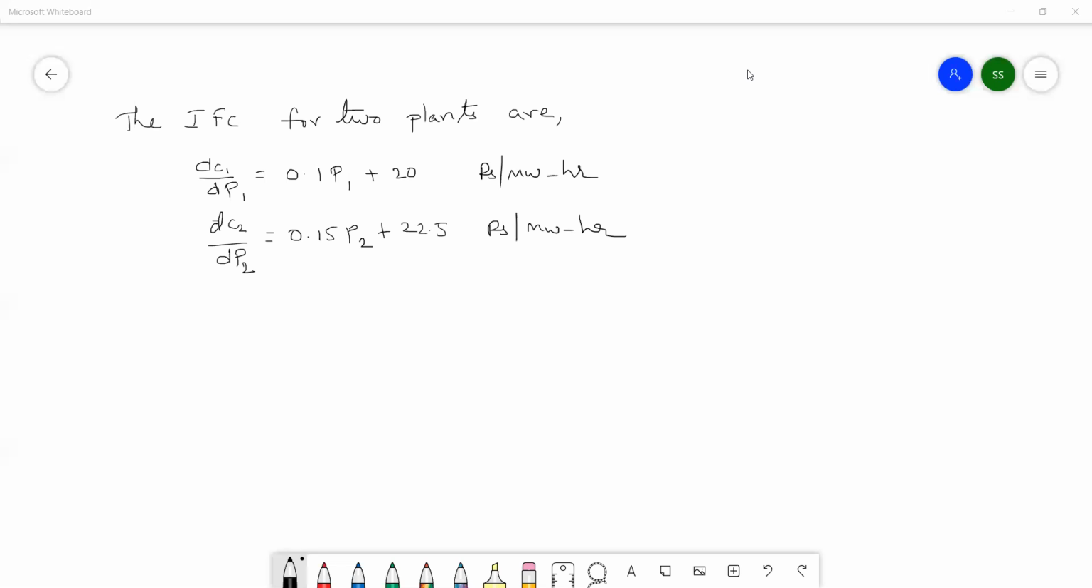Then you have to take the penalty factor for plant 1 as L1 and for plant 2 as L2. Already they given dou P1 by dou P2, so you can directly calculate L2, that is 1 minus dou P1 by dou P2. By substituting, you will get the penalty factor for plant 2. Do it and tell me L1, L2 values.